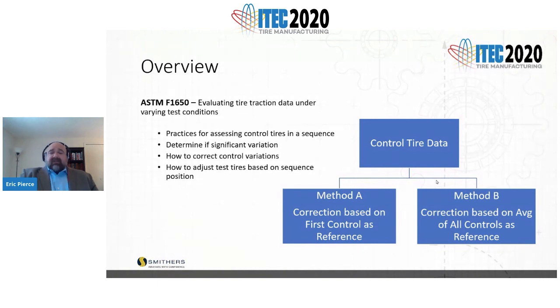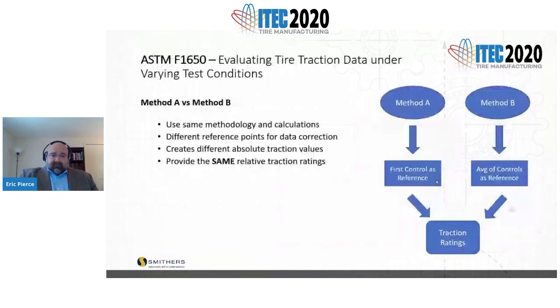So this standard breaks it down to two different methods. And it really just comes down to what is your reference. Method A uses the first control tire, the average of all the control runs, as your reference. Method B uses an average of all of the control runs. They both use the same methodology, same calculations. It all just comes down to a different reference point. They do have different absolute traction values, but the same relative traction rating. So ultimately, they give us the same results, relating one tire to another.